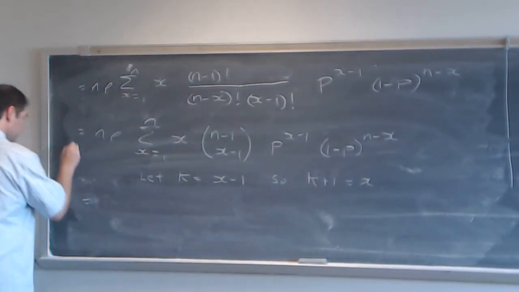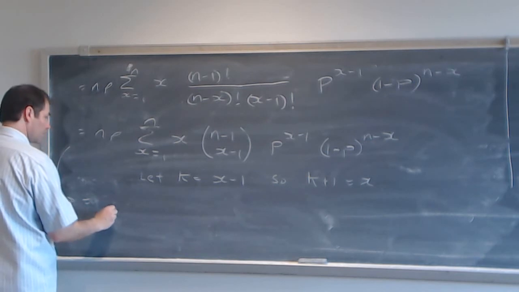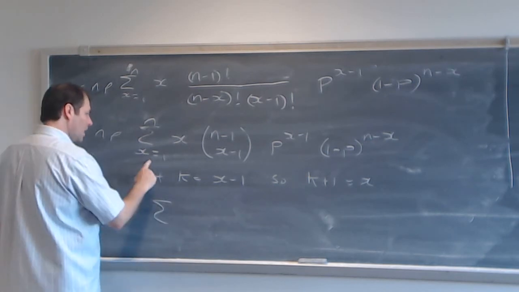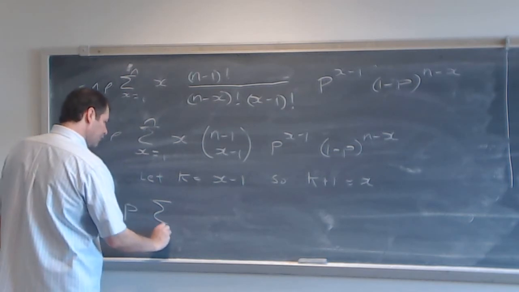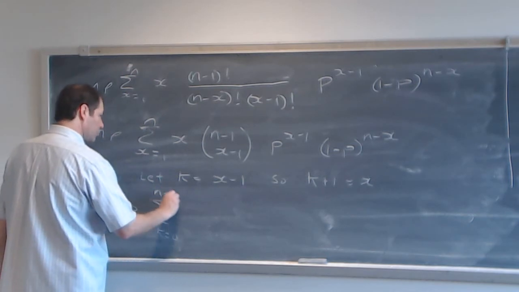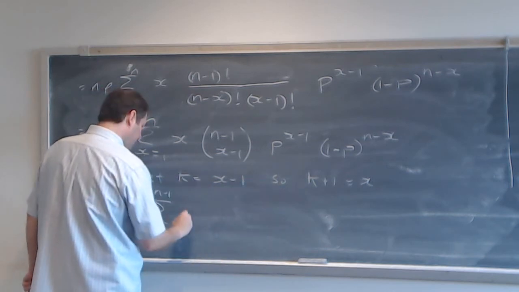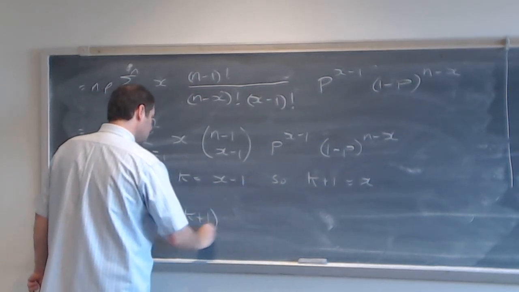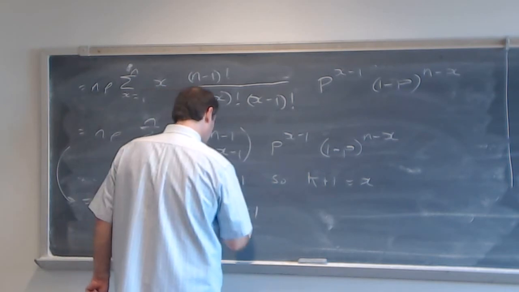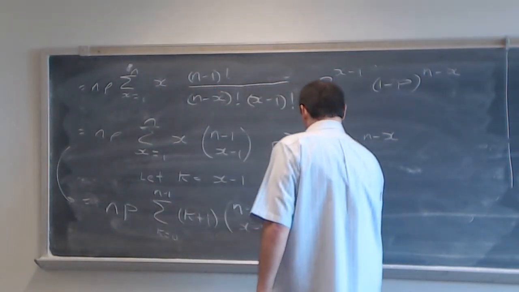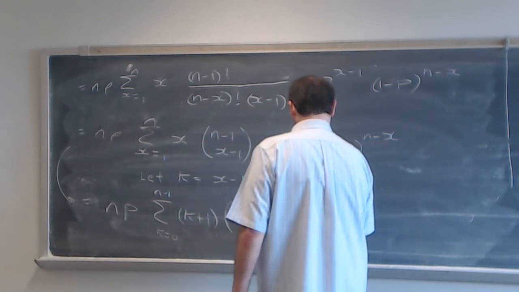So this is equal to n times p. The sum wouldn't run from 1 to n in terms of k. It would run from 0 to n minus 1. This would be, x is k plus 1. Here this would be n minus 1 choose x minus 1, p to the x minus 1. x minus 1 is the same thing as k.